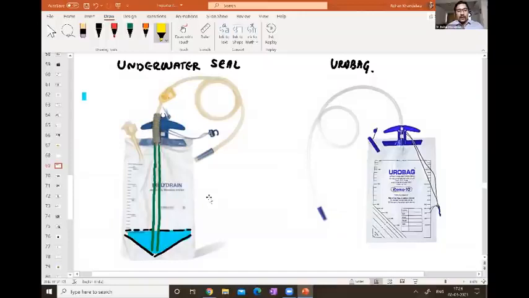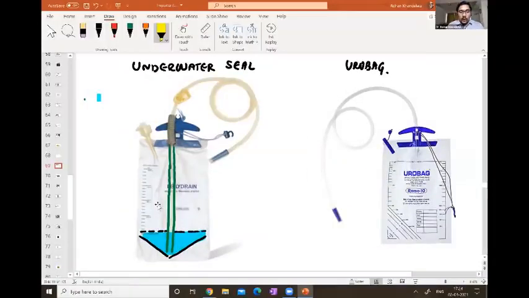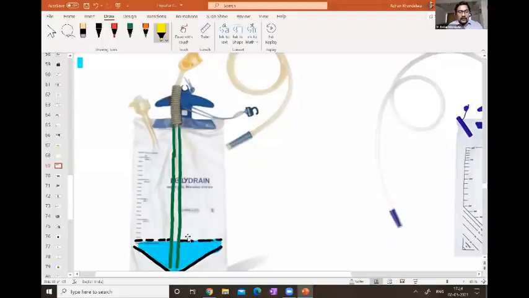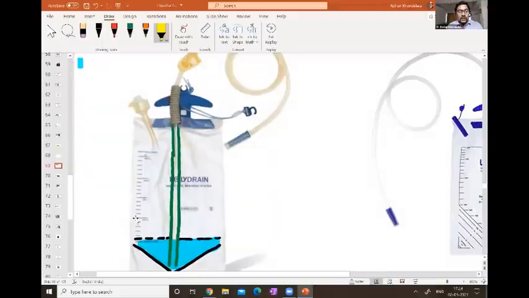The other one, which I've labeled, is an underwater seal. The underwater seal is connected to a chest tube. And this is a special bag which is connected to the chest tube. What is so special about this underwater seal bag? You have the tube running right down till the bottom, and the lower end of the tube is submerged underwater.